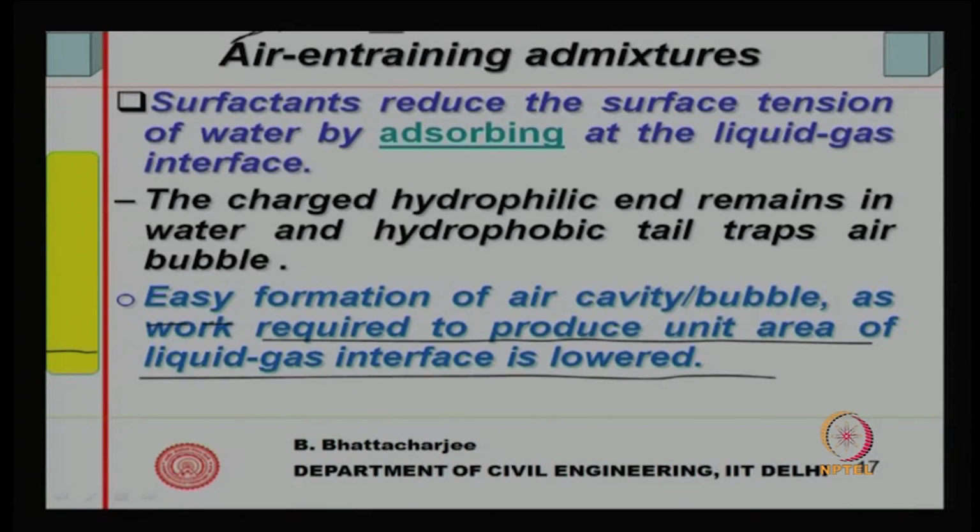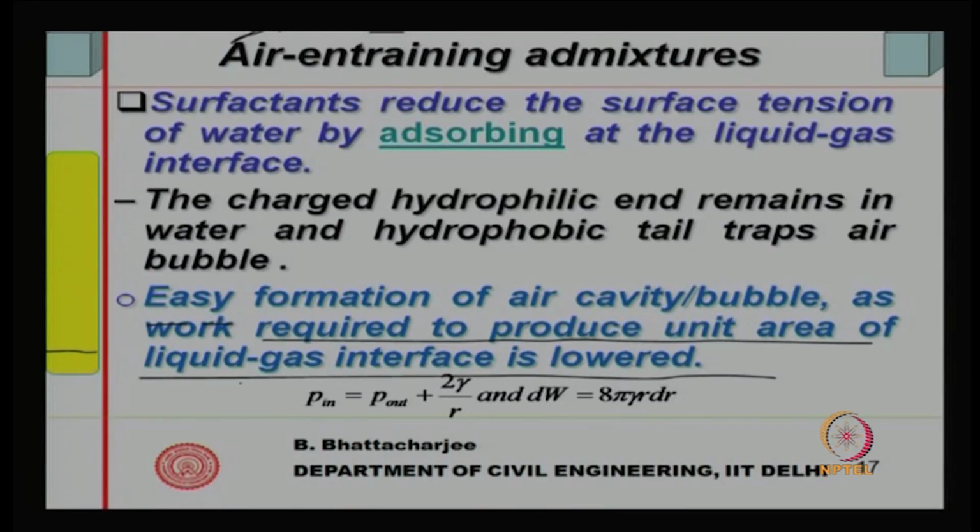How much is this work? In a bubble, the pressure inside must be balanced by the outside pressure, and it is given as P in equals P out.